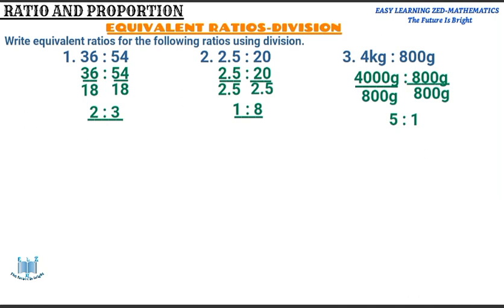Okay, that is the answer. The equivalent ratio of 4 kg to 800 grams is 5 to 1. So basically this is how you can find the equivalent ratio of a given ratio by dividing. All you need to do is find a number that can go into both sides, and then use that one to divide the given numbers.